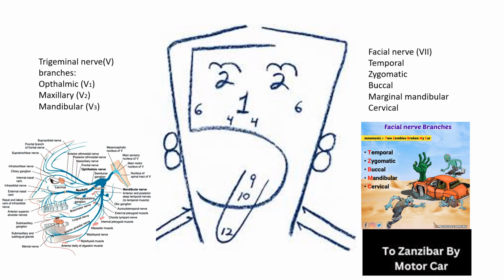I just want you guys to notice that for the trigeminal nerve, cranial nerve number 5, there are 3 branches, whereas for cranial nerve number 7, there are 5 branches. And for the 5 branches you can make up your own mnemonic, but I quite like this one because it has a nice ring to it. To Zanzibar by Motorcar. You can also, again, make your own mnemonic.